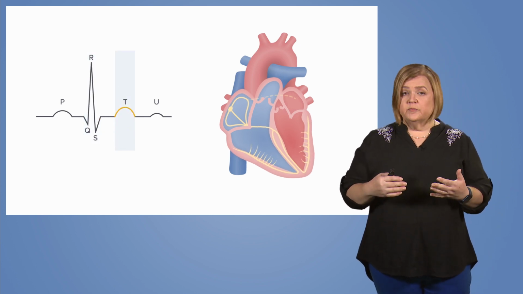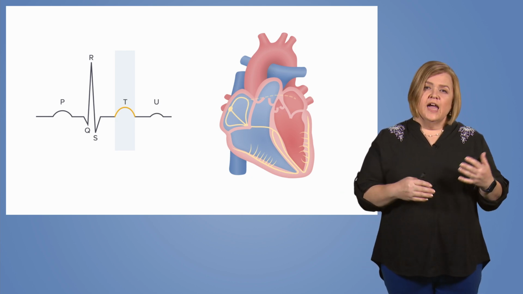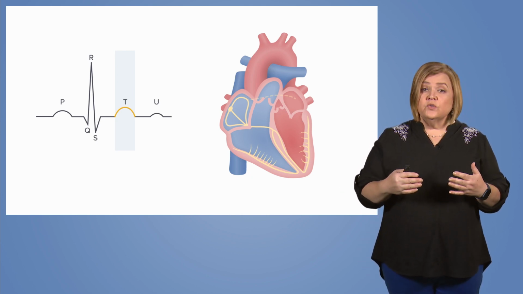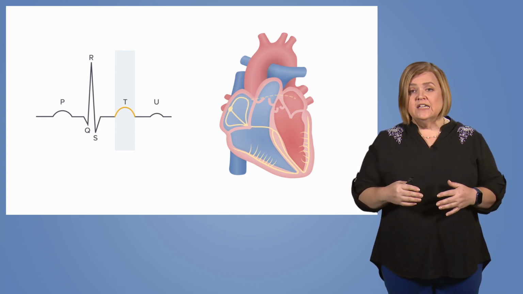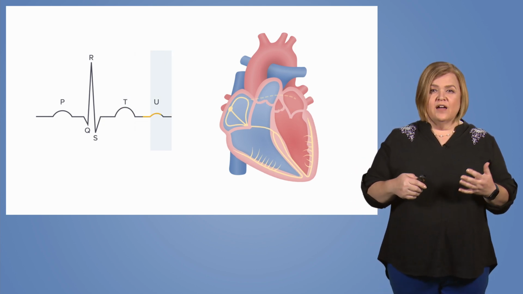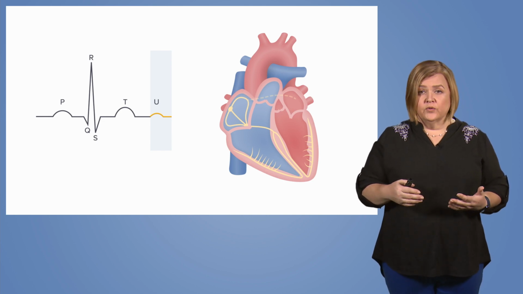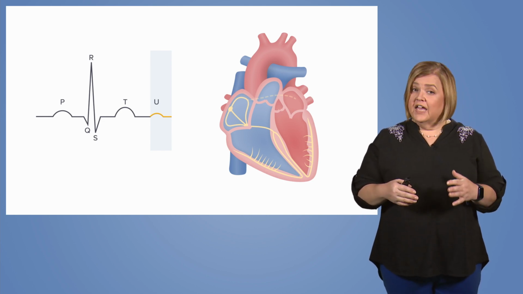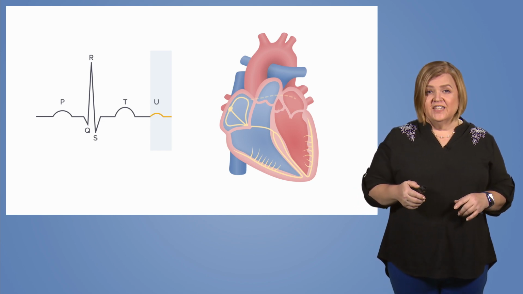Now, this is caused by repolarization or relaxation of the ventricle. And as previously mentioned, the interval between ventricular depolarization and repolarization gets documented as the ST segment. Finally, we have the U wave, which is believed to be the product of a delayed repolarization of the Purkinje fibers. And remember, this wave may or may not be present on the ECG strip.